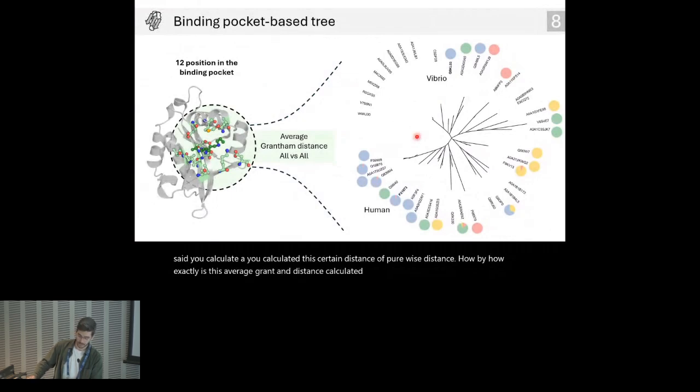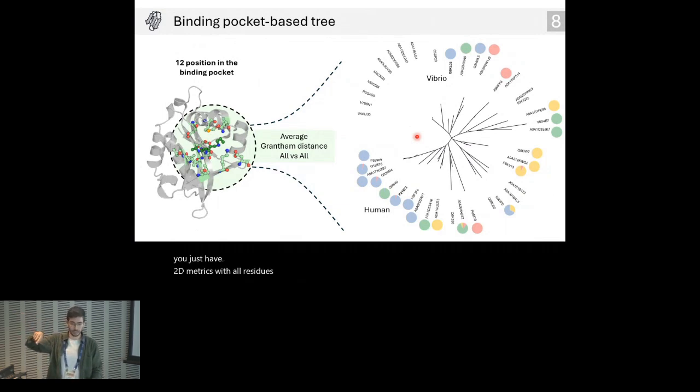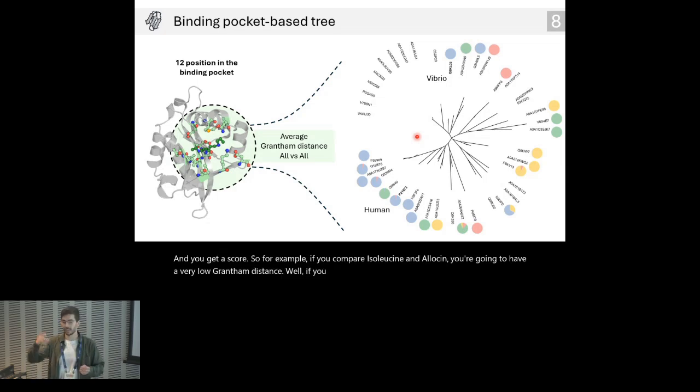So this is actually an old metric to compare residues, and it's just a chemical comparison of the different atoms among those residues. So you just have a 2D matrix with all residues versus all residues, and you get a score. For example, if you compare isoleucine and leucine, you're going to have a very low Grantham distance, while if you compare a glycine with a tyrosine, you're going to have a very large distance. So what we do is just compare all the residues that we have structurally aligned from pocket to pocket, and we just get the average of those values in that matrix.